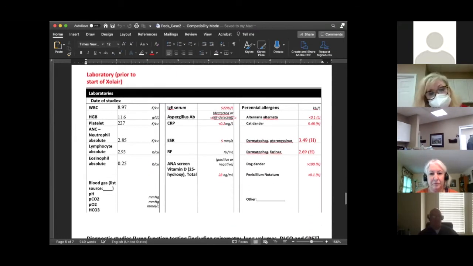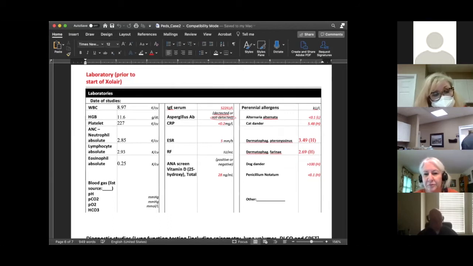Prior to starting Xolair, the labs that were acquired showed an elevated eosinophil count of 0.25, 0.15 being our cutoff, though not too high in terms of 0.3 being the probably more appropriate cutoff. Her total IgE was elevated at 522. She didn't have any aspergillus antibodies and didn't look to show any signs of significant inflammation. Her vitamin D levels looked to be good. She did have notable sensitivities to allergens as well.